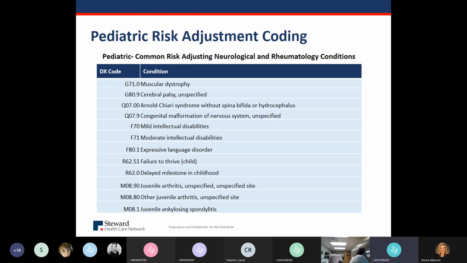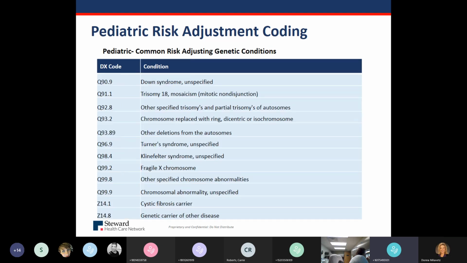These are just neurological and rheumatology conditions for pediatric. Next slide. And these are genetic conditions within the pediatric population that should be captured consistently on a yearly basis, as long as it's still an active condition, regardless of whether it's been through birth or not. It should continue to be captured. Next slide.